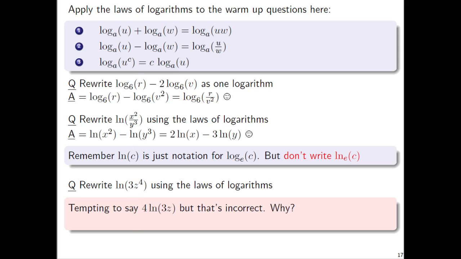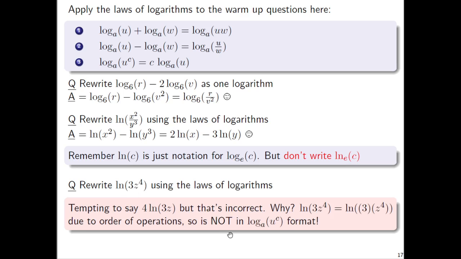The issue here is you have to read this using the order of operations. Okay? So this actually, just to throw in a couple more parentheses to clarify, the 4, the exponent does not affect the 3. This is ln of 3, take a breath, times z to the 4th. So it's actually not in the format. It's not in log base a of u to the c format.